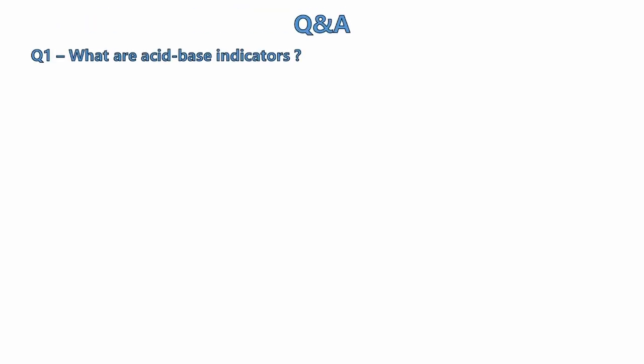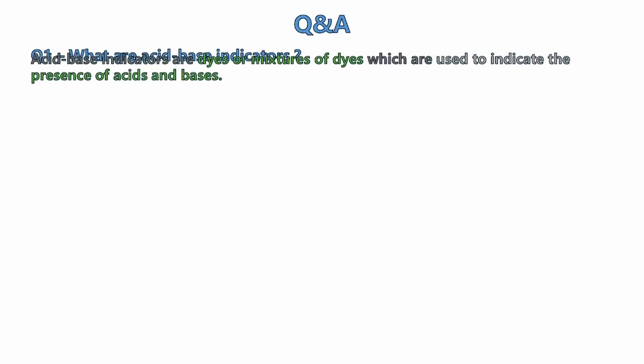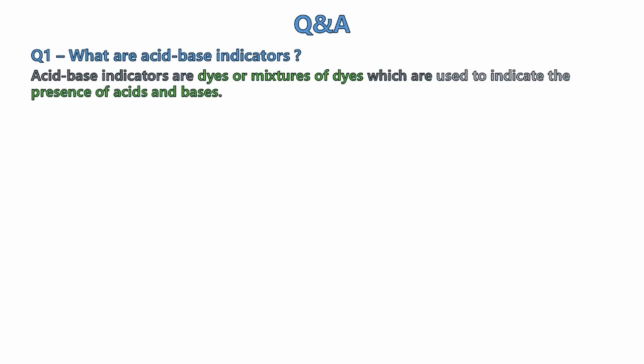So, question and answer. Question 1. What are acid-base indicators? Acid-base indicators are dyes or mixtures of dyes which are used to indicate whether the liquid is acidic or basic, whether it has the presence of acids or bases.